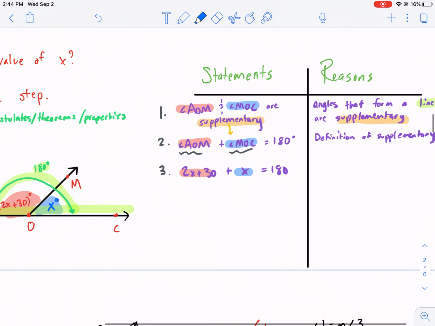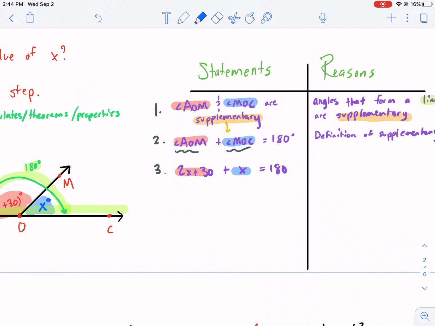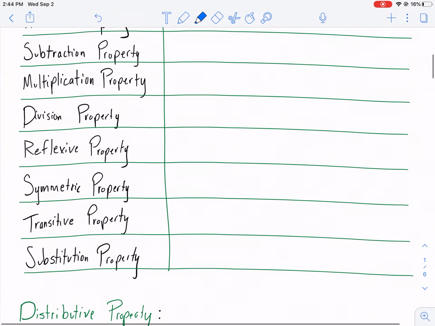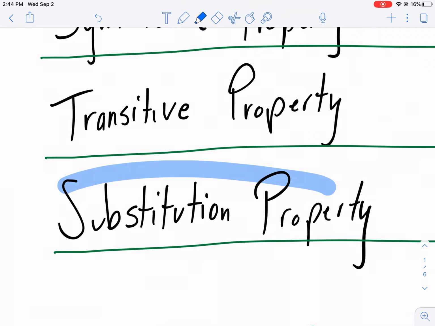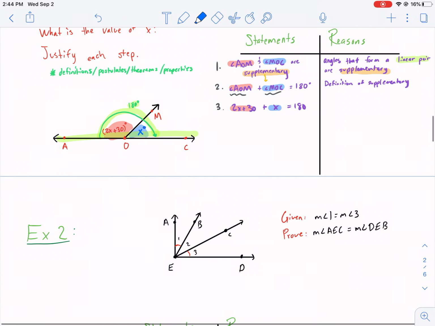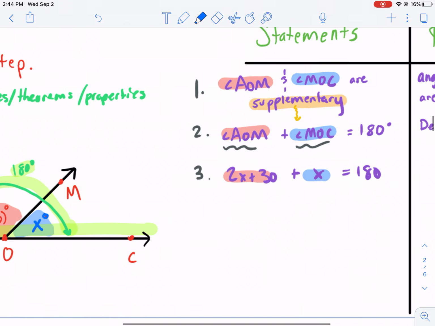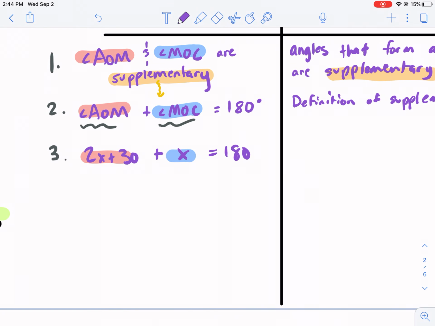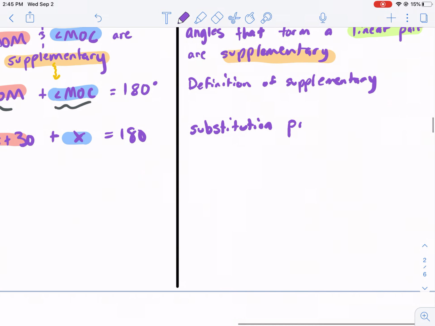Now, why can we do that? Why can we just put in those values for AOM and MOC? Well, this is where we're going to go back to our moves here, and here we see the substitution property. This guy allows us to substitute values in for other areas. So if we know MOC is equal to x, then we can substitute x for MOC. So this is our substitution property. That's our move that helps us get from one point to another.